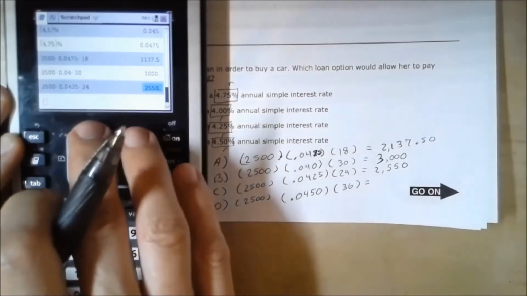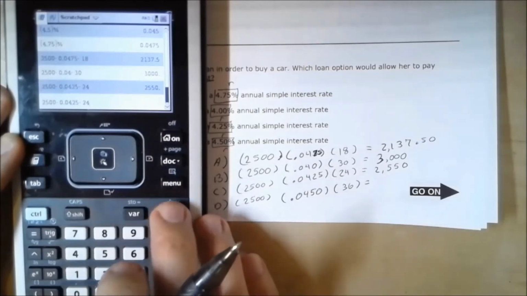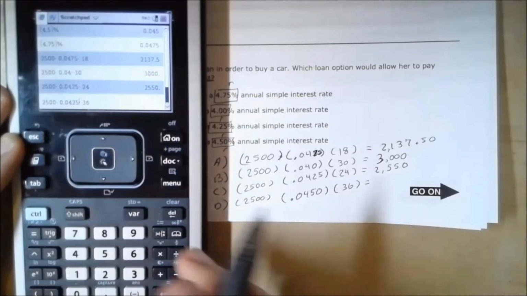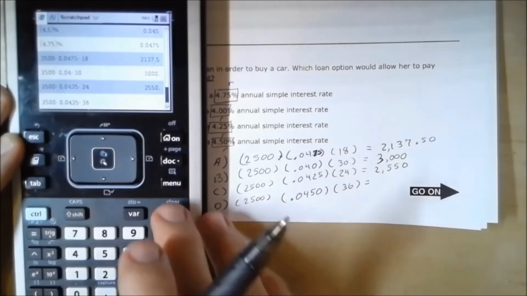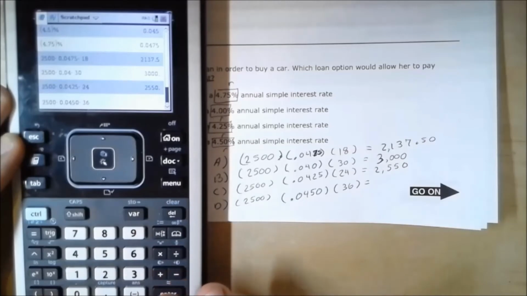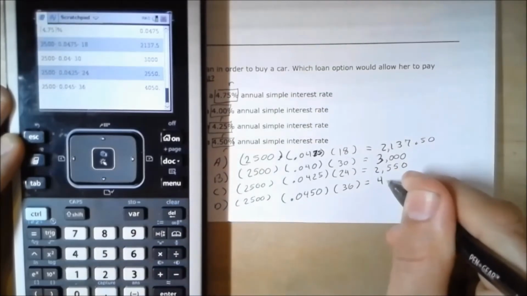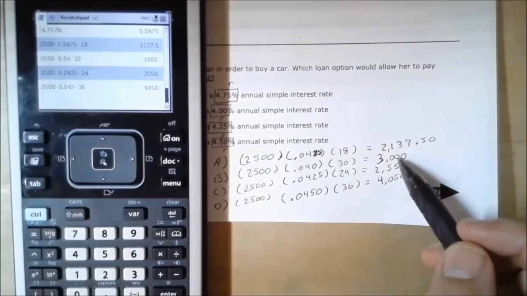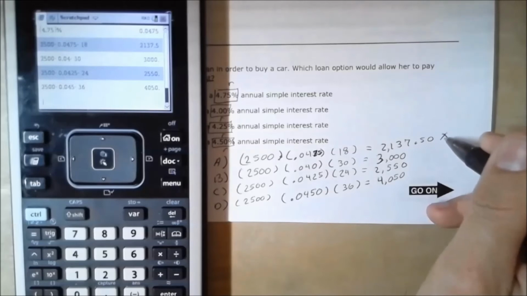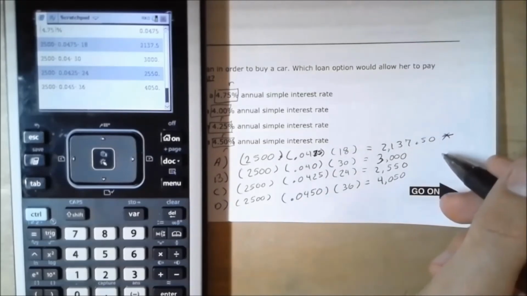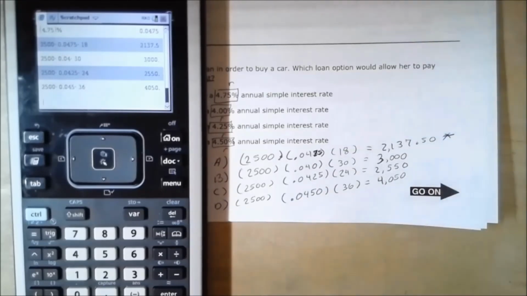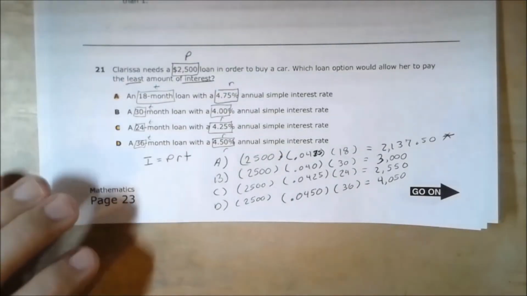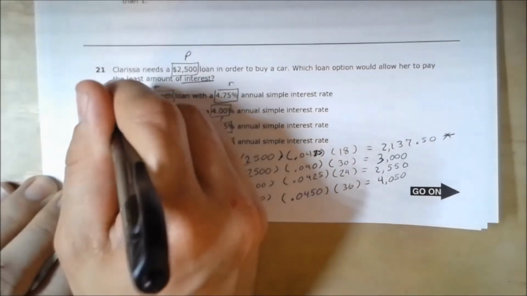And then the last one, if I go up to it, I'm going to change it to 36 months. And interest rate will be 0.0450. And that one's going to cost her $4,050. So out of all four of these numbers, 1, 2, 3, 4, the smallest amount is $2,137.50. And that's going to be option A. So yes, this question, it's a lot of work. You have to do all four of them, but we were able to find the correct answer, and it is A.